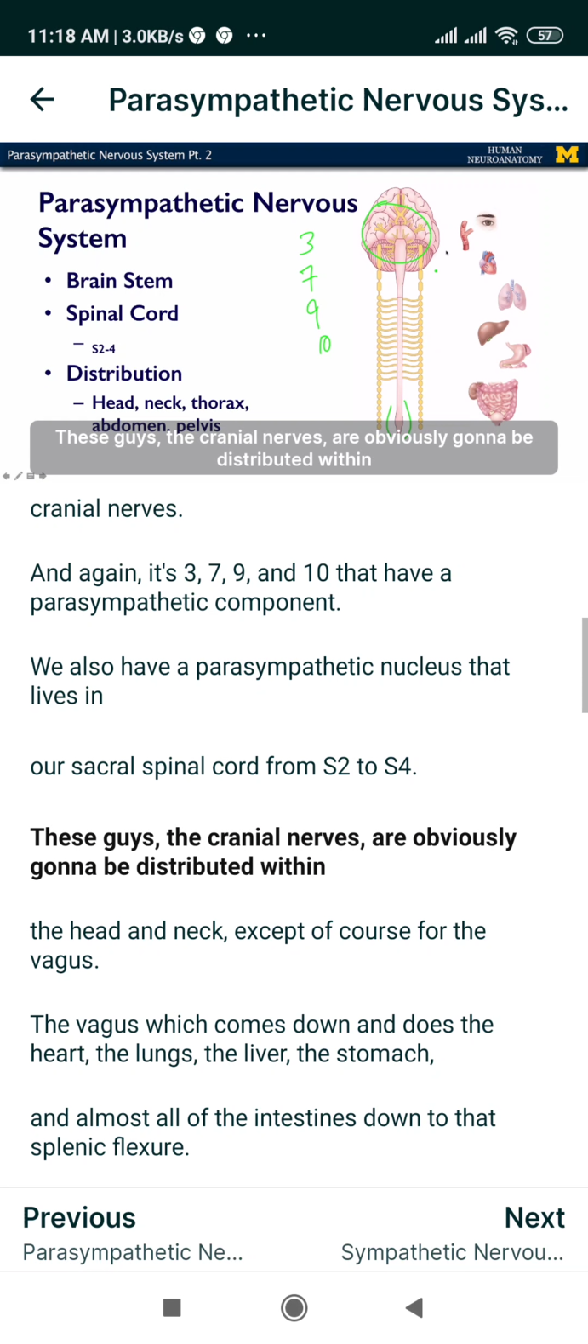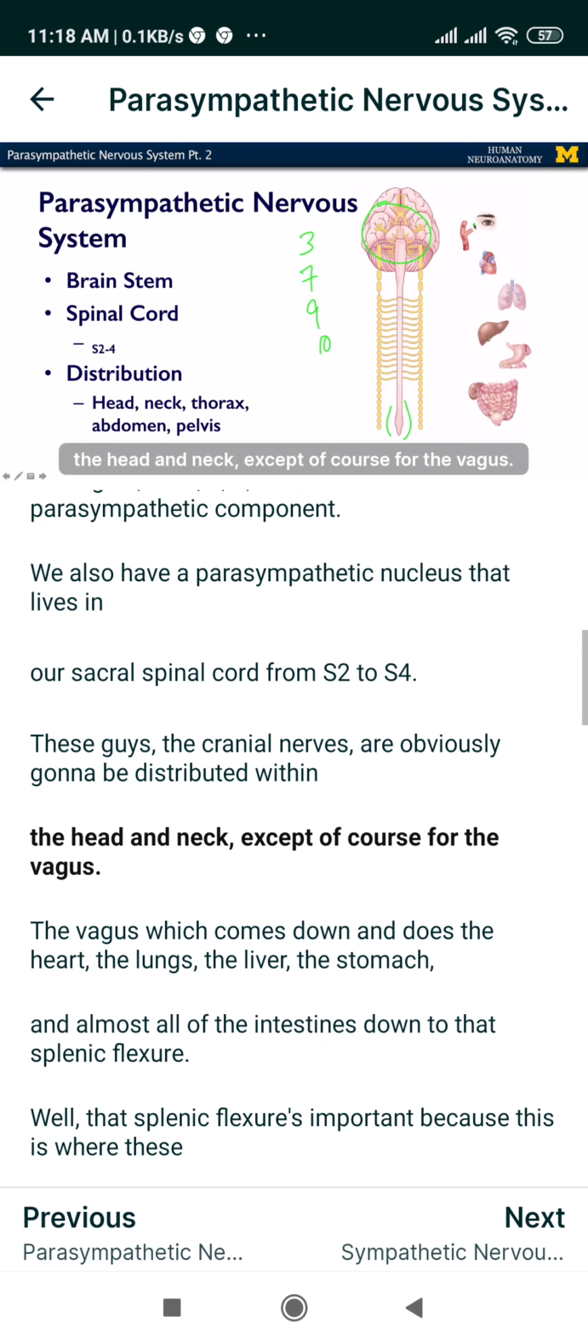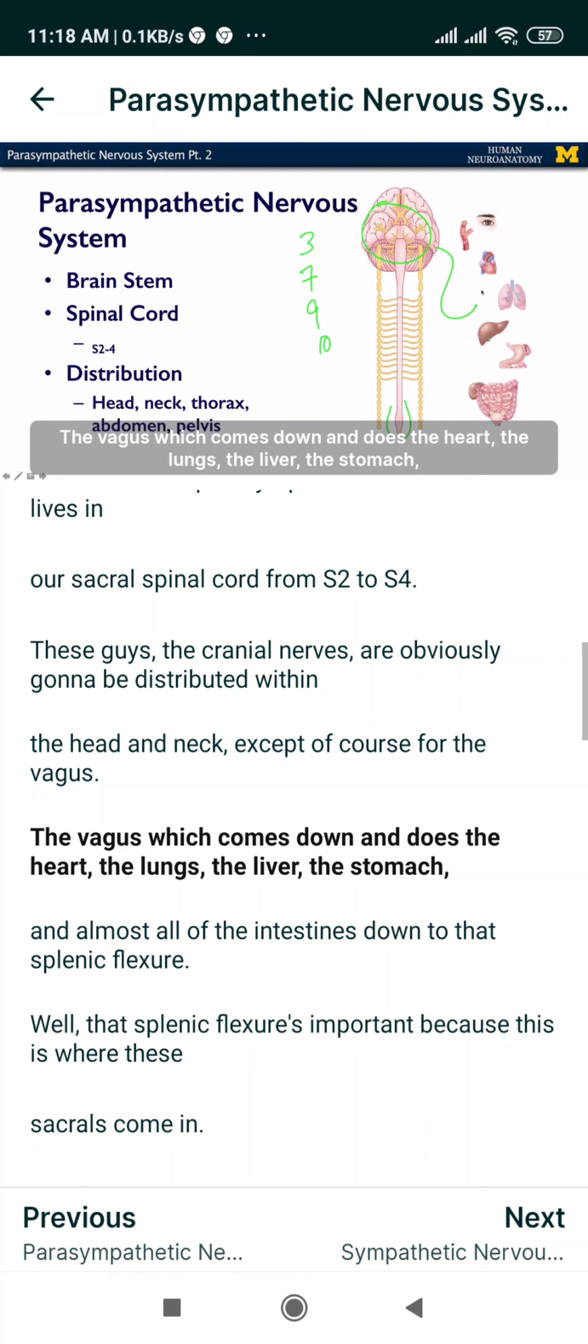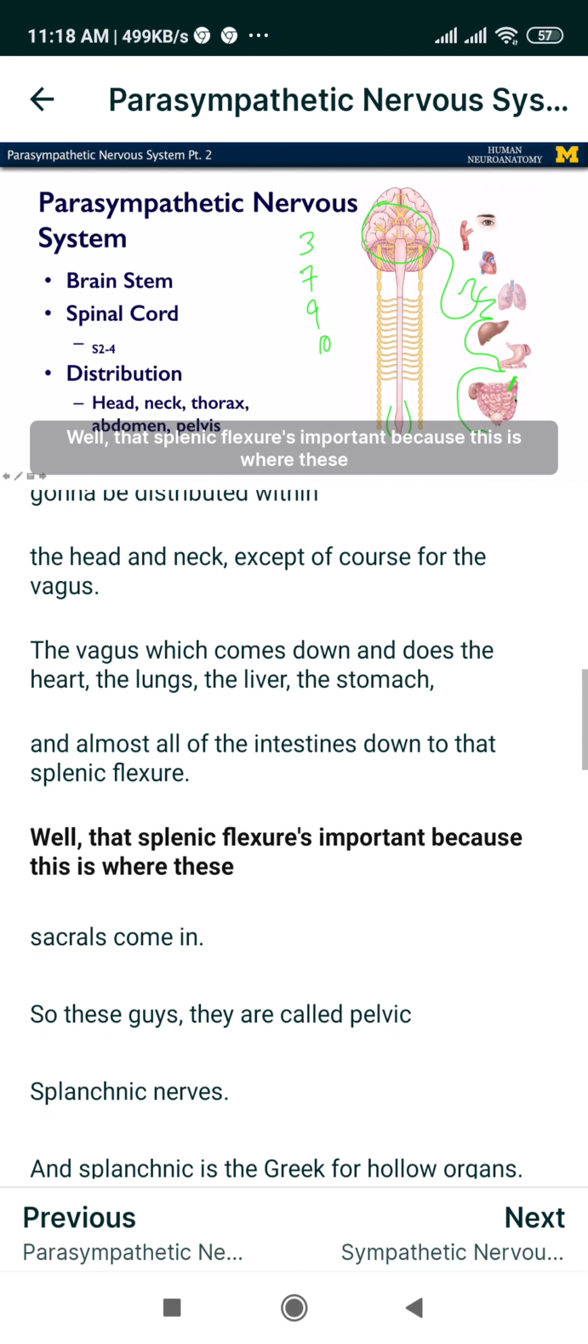The cranial nerves are obviously going to be distributed within the head and neck, except of course for the vagus. The vagus comes down and innervates the heart, the lungs, the liver, the stomach, and almost all of the intestines down to that splenic flexure. That splenic flexure is important because this is where these sacrals come in.